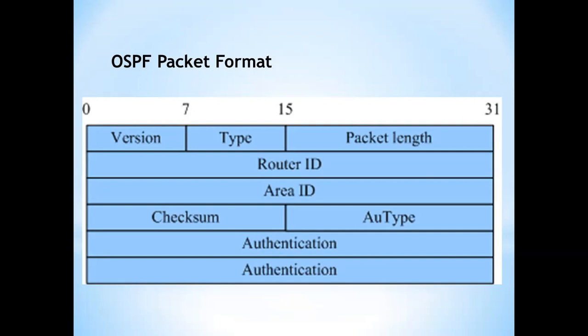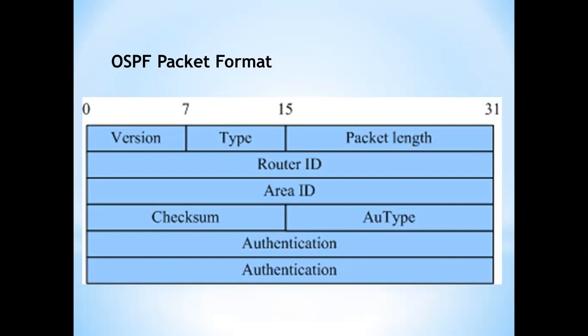Next is type. This 8-bit field defines the type of packet. There are 5 types of OSPF packets. They can be defined by setting the content of the type field from 1 to 5. OSPF makes 5 different packet types. First is the hello packet, used to discover and maintain neighbors.